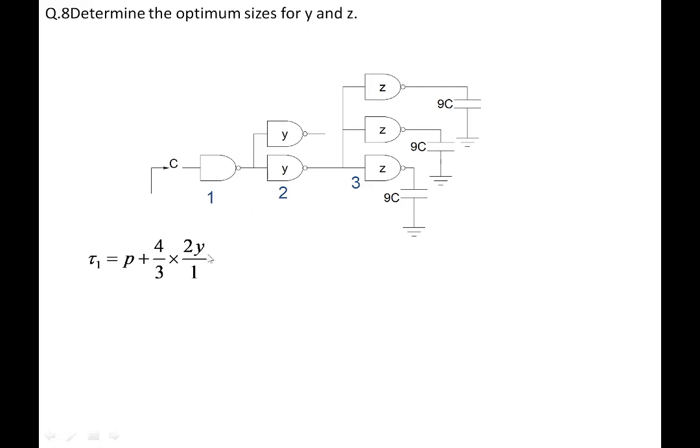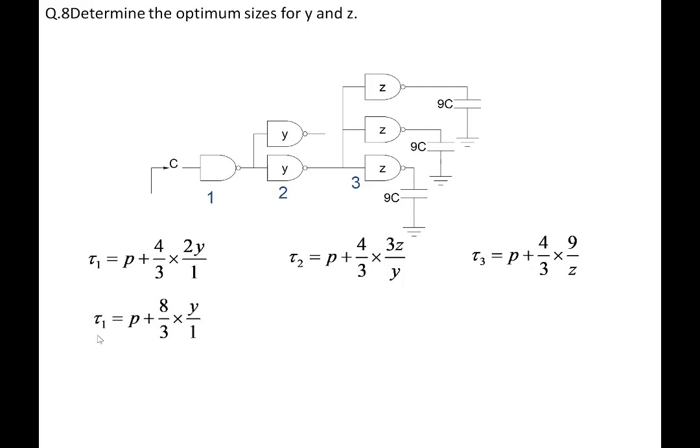So 2y by 1, tau 2, look at it here, we are focusing on this. Let's say we optimize this particular chain here. So tau 2 is P, parasitic delay, plus 4 by 3, and its load is 3z by y. And then tau 3 is equal to P plus 4 by 3, 9c by z here. Now you have all of these, add them up. We have all these delays. What do we do? Add them up.